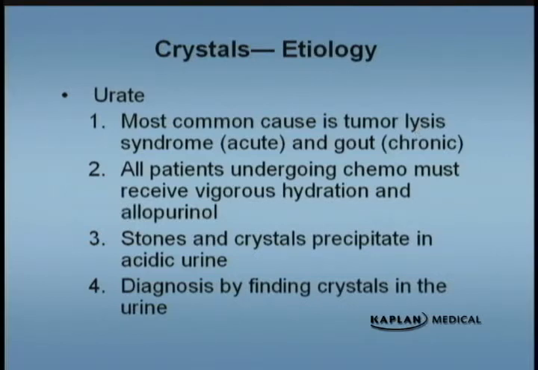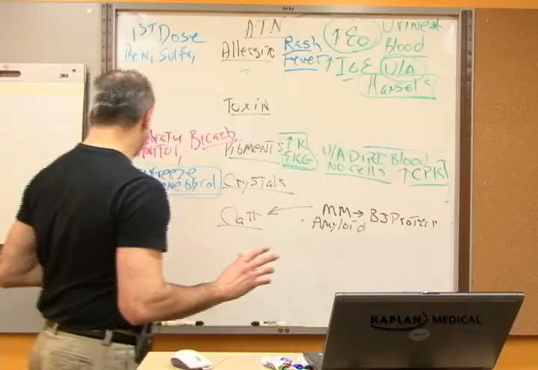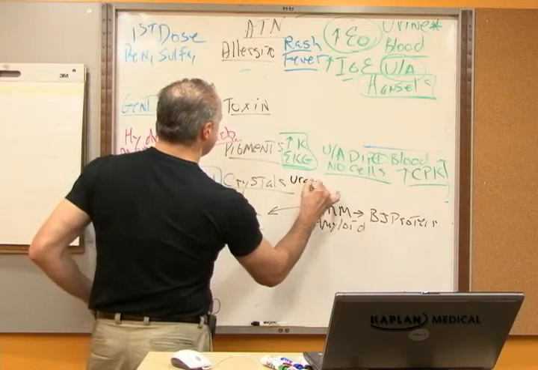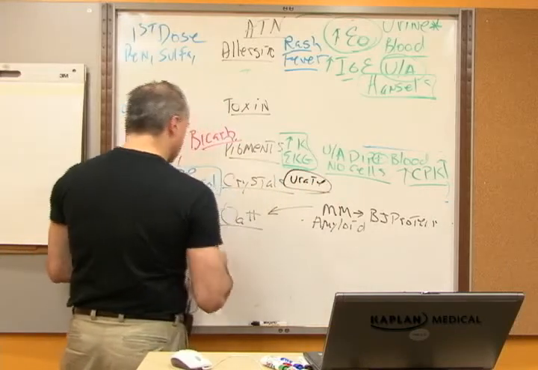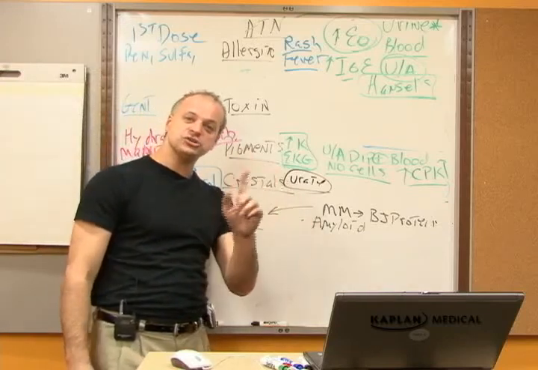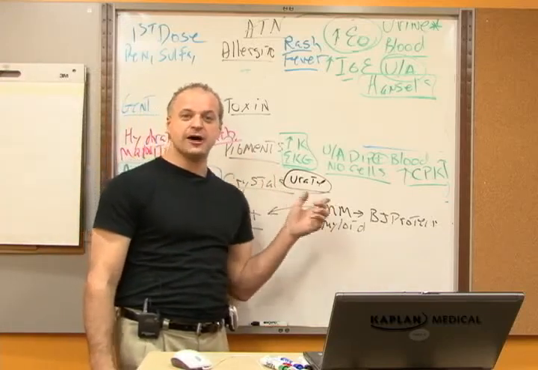The cell nuclei have purines and pyrimidines. Those cell nuclei with purines and pyrimidines, the other name for purines and pyrimidines is nucleic acids. So therefore, the nucleic acids with urate tumor lysis syndrome is one of the only ways to get renal failure from acute uric acid buildup.